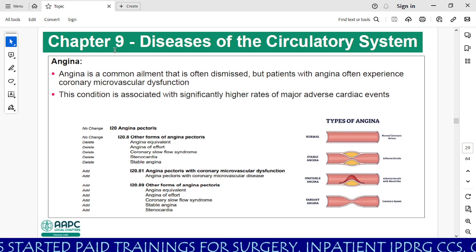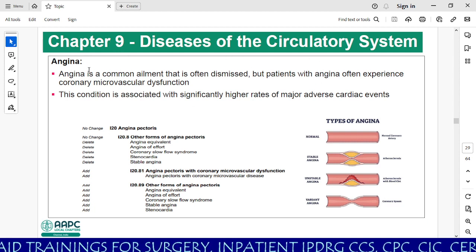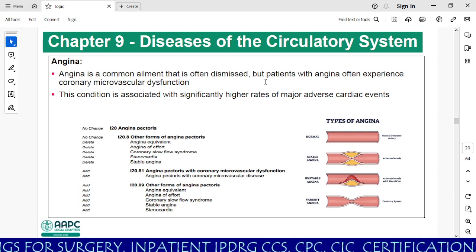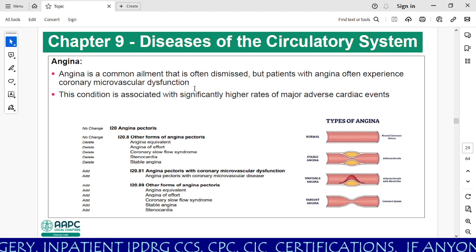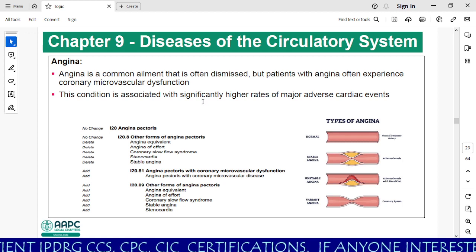So next one is for chapter 9, the circulatory system. Here we need to check angina. So angina is a common ailment that is often dismissed, but patients with angina often experience coronary microvascular dysfunction. So based on this coronary microvascular dysfunction, we have multiple codes here.